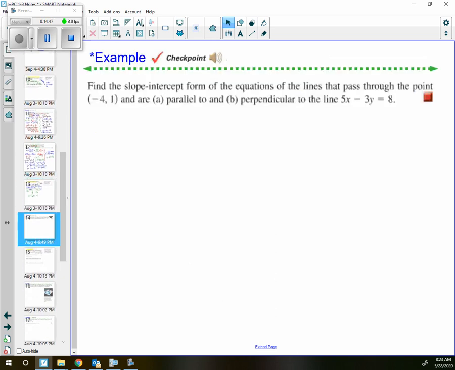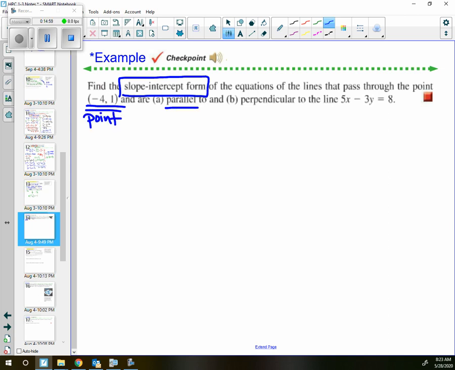We're going to practice our equation writing here. So we're going to find the slope-intercept form. We have an additional example here of equations of a line that goes through this point. So this is the point, the x1, y1. We have a location, and we're going to do parallel to first, and then perpendicular to this line.